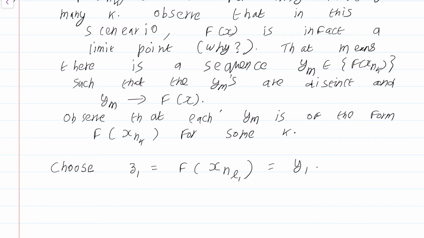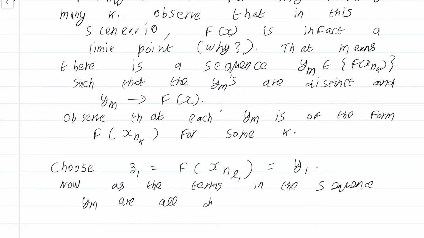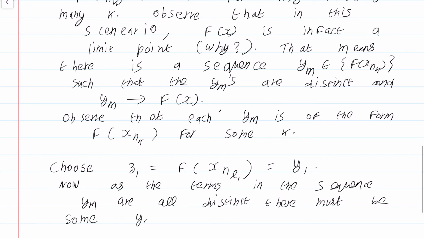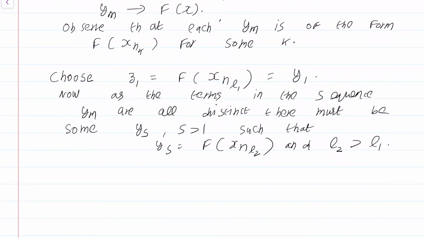Okay, now as the terms in the sequence y_m are all distinct, there must be some y_s, s greater than 1, such that y_s is equal to f of x_{n_{L2}} and L2 is strictly greater than L1. Okay. Note, the terms of the sequence y_m are all distinct.